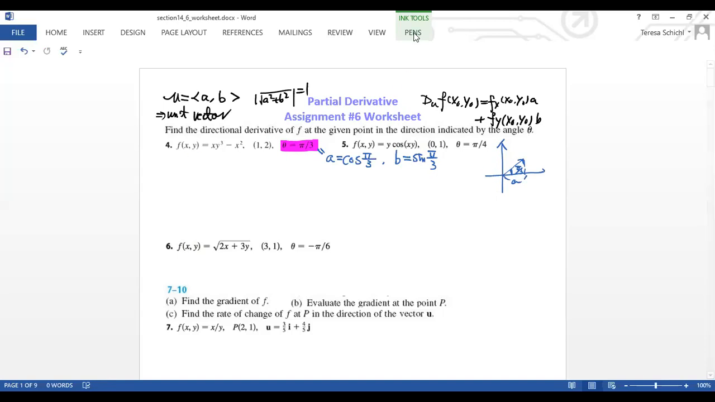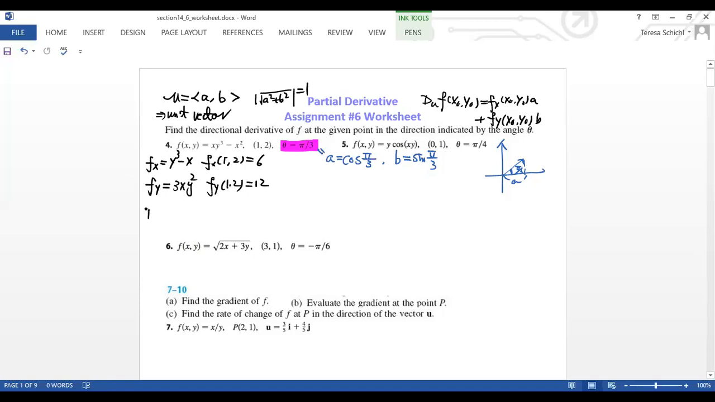So that's basically what this problem tries to test. Instead of giving you A and B, I give you the angle. So it's the same thing. Let's take a look: partial fx here is y cubed minus x, and then you substitute this specific point, 1, 2, which gives you 6. Then fy here is 3xy squared, and you plug in the point 1, 2. So what is here? It is 12.